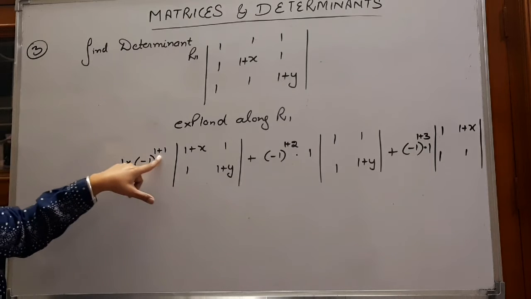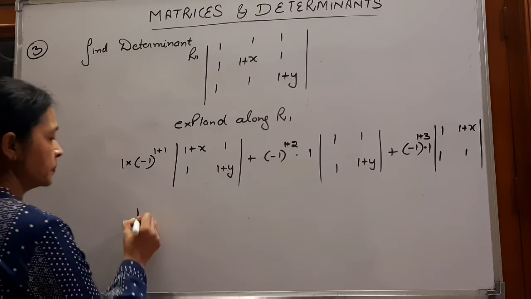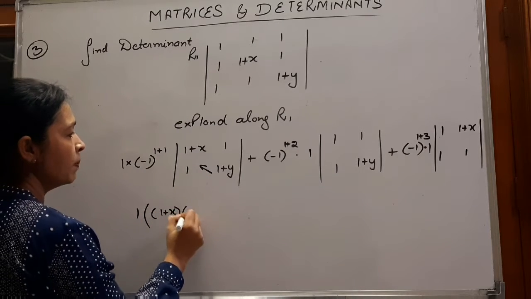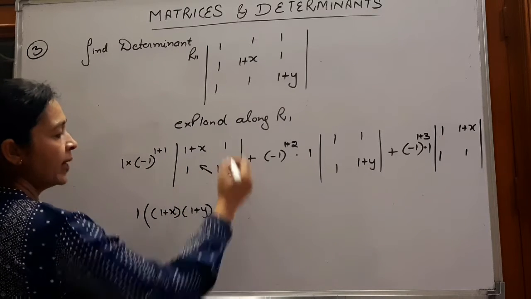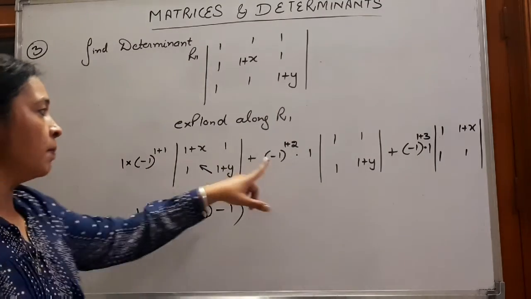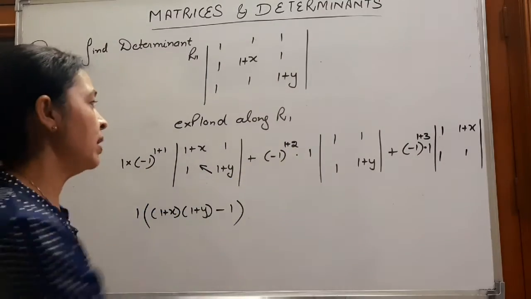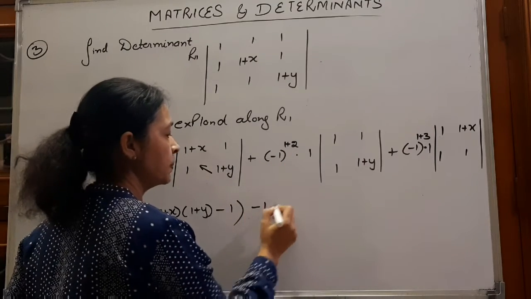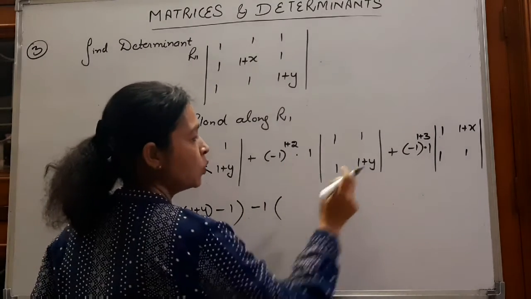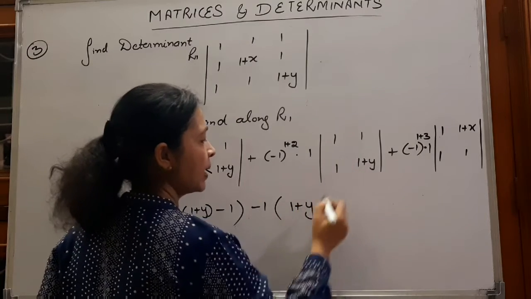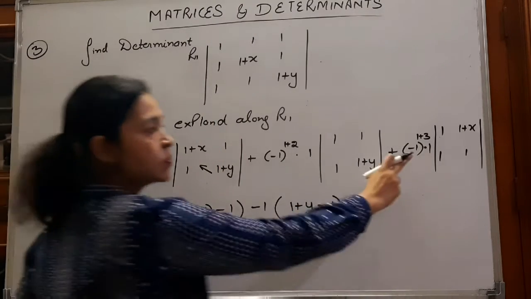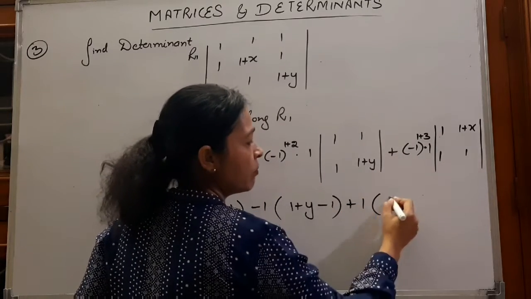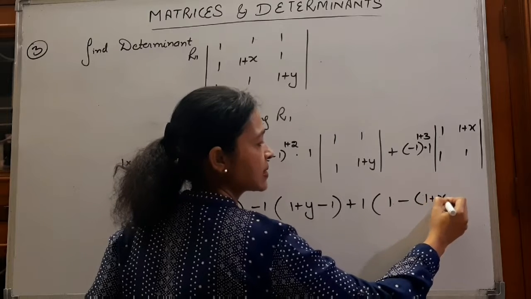Now, 1 into minus 1 to the power 2 is 1. Inside we have 1 plus x into 1 plus y. Minus 1 into 1, 1. Minus 1 to the power 1 plus 2, that is 3. Minus 1 to the power 3 is minus 1. Minus 1 into 1, minus 1. Inside we will have 1 into 1 plus y, 1 plus y. Minus 1 to the power 4, that is 1. 1 into 1 is 1. Here we have 1 minus 1 into 1 plus x.